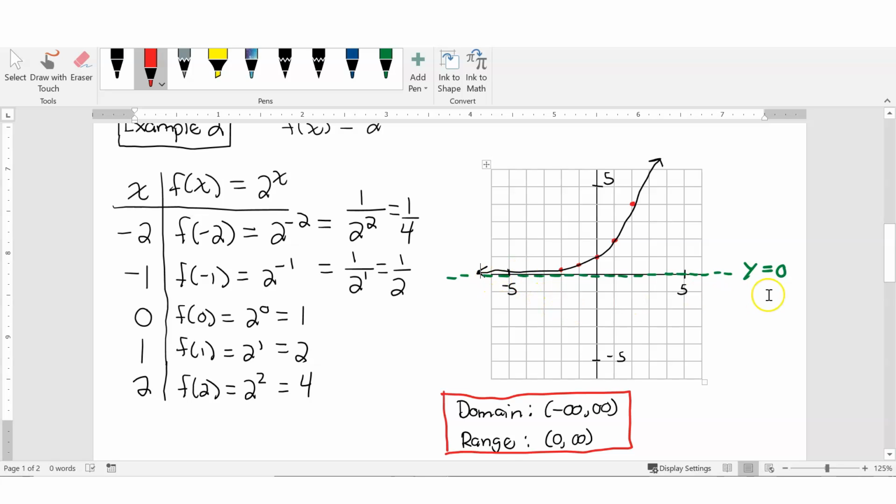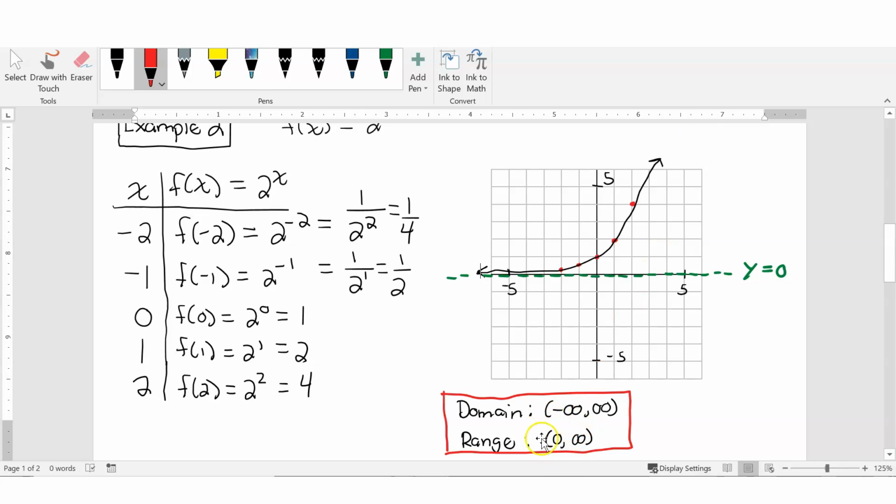Exponential functions do have a horizontal asymptote at y equals 0. So this graph technically will never touch the x-axis. So I've drawn in that asymptote here, and the domain of this exponential function is all real numbers, right? Minus infinity to infinity, and the range is 0 to infinity.